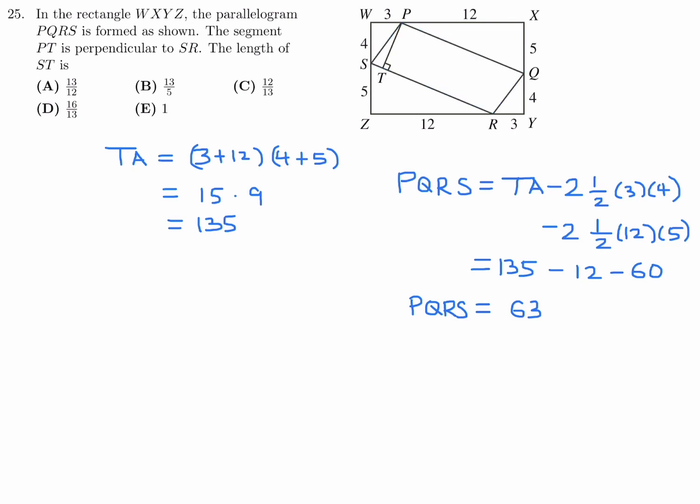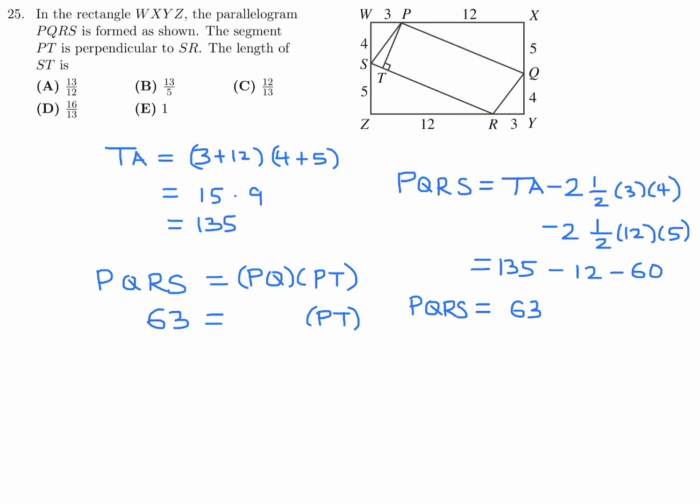Now, the area of PQRS can be calculated by length times width, or length times height. This is the length, and this is the height, since PT is perpendicular. PT is perpendicular, and therefore it can be used as the height. So PQRS, the area, is PQ, which is the length, times PT, which is that height, since it's perpendicular to SR. Well, PQRS we know is 63. PT, we don't know that. That is something we obviously will need to figure out.